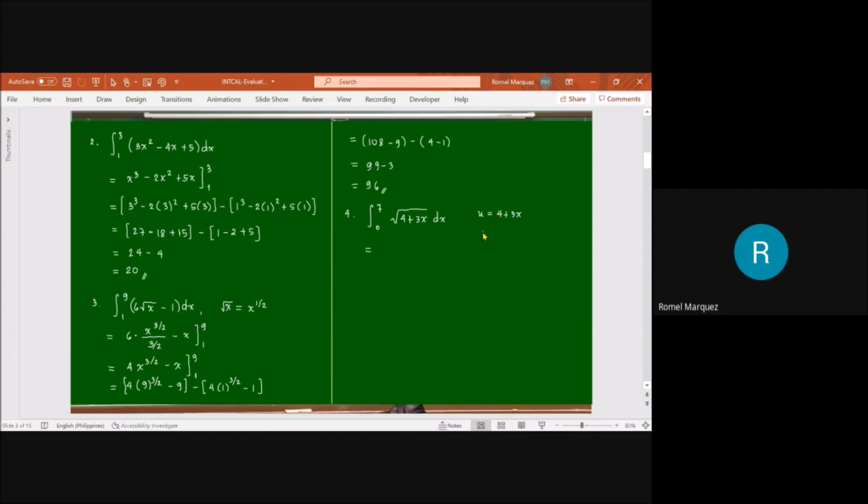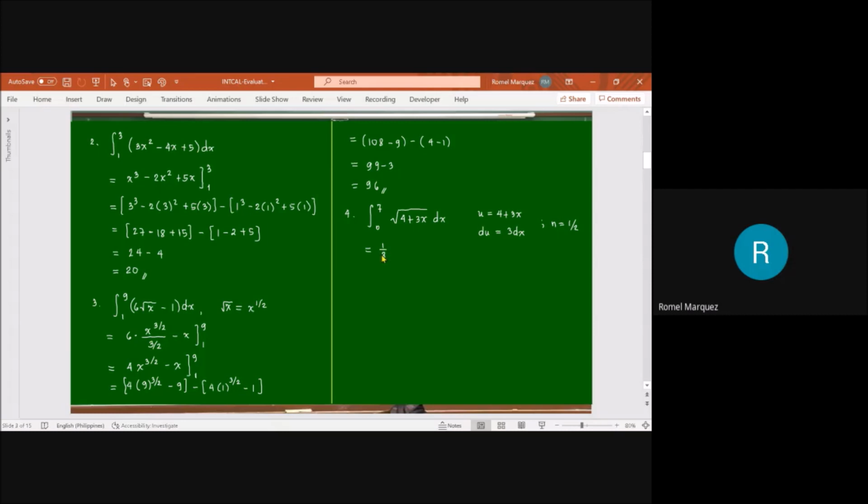Then, what is our du? 3dx. Hence, remember, square root means the order is 1/2. So n is equal to 1/2. So this is u to the n, which is 1/2, and the du is supposed to be 3. So let us supply 3, balance outside by 1/3.